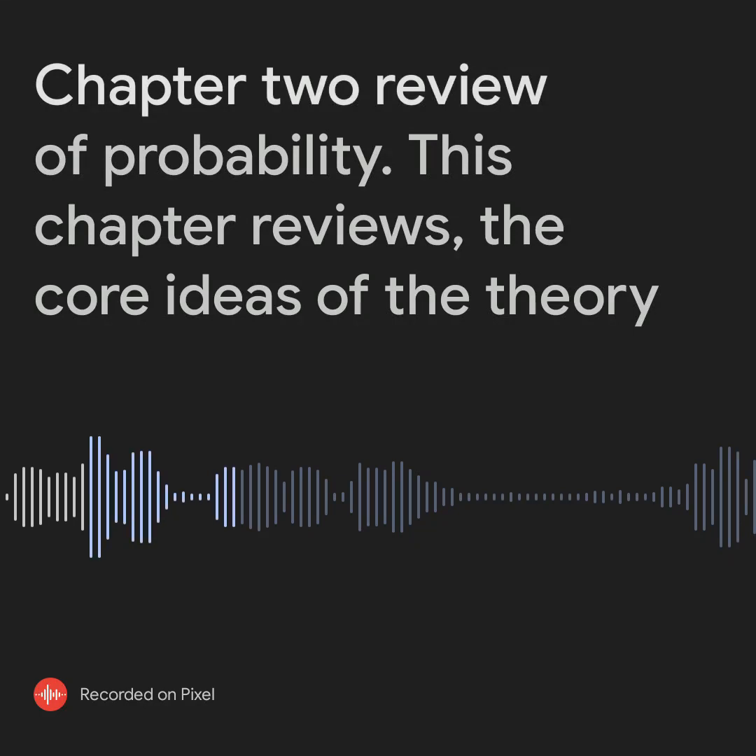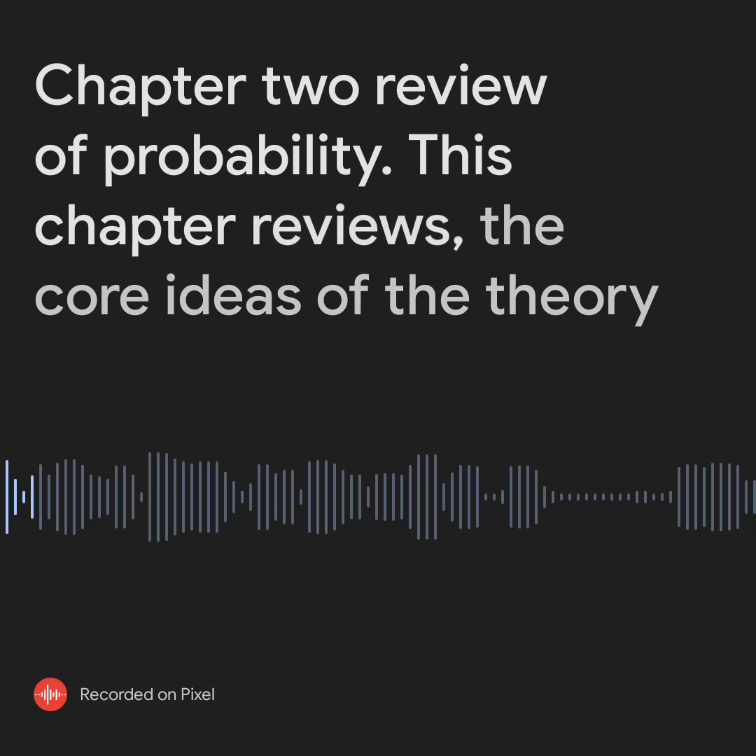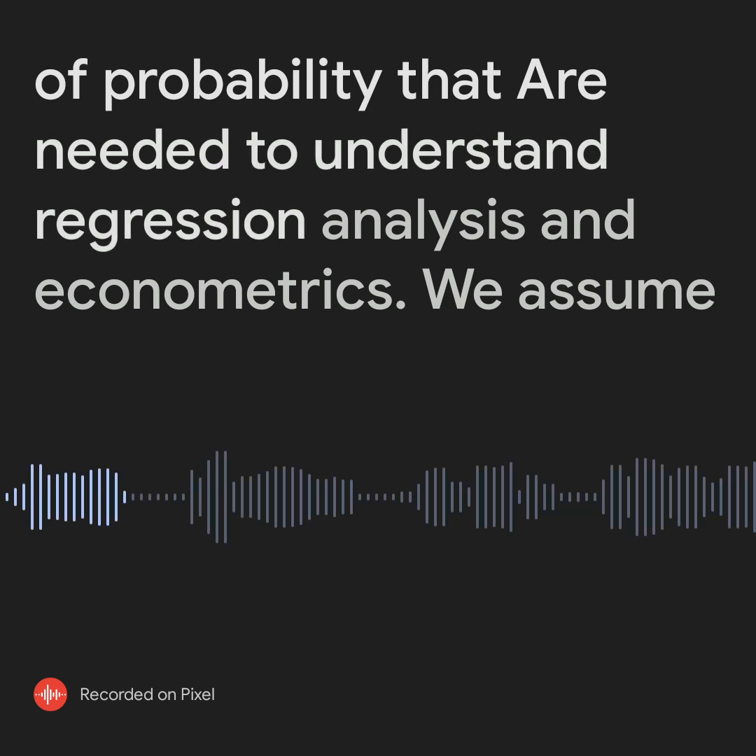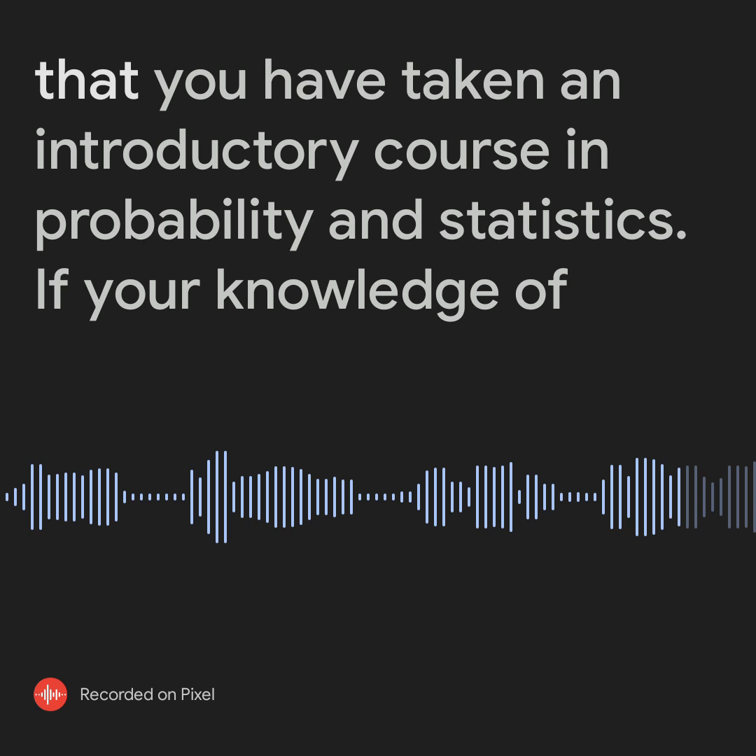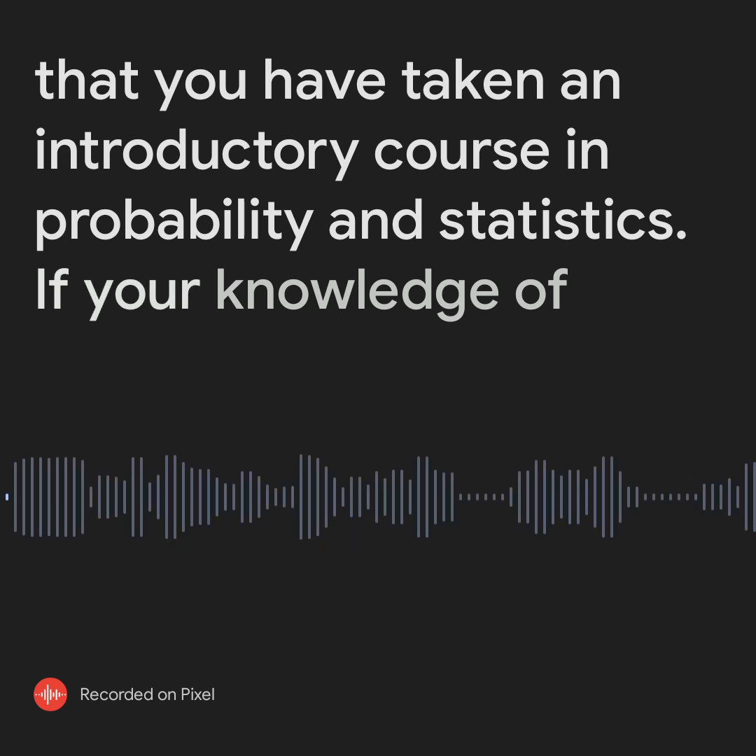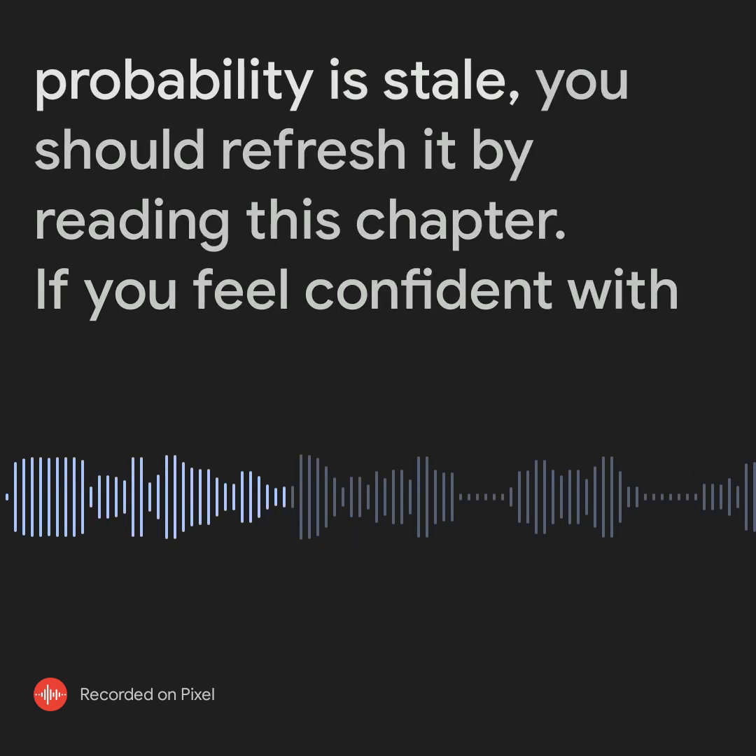Chapter 2, Review of Probability. This chapter reviews the core ideas of the theory of probability that are needed to understand regression analysis and econometrics. We assume that you have taken an introductory course in probability and statistics. If your knowledge of probability is stale, you should refresh it by reading this chapter.